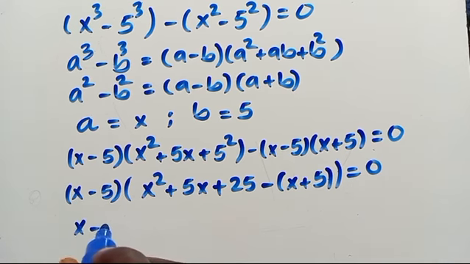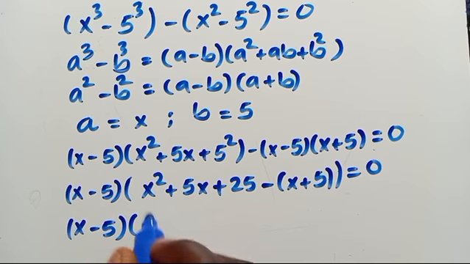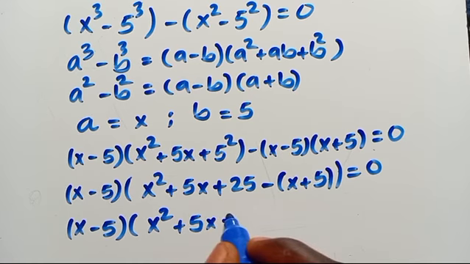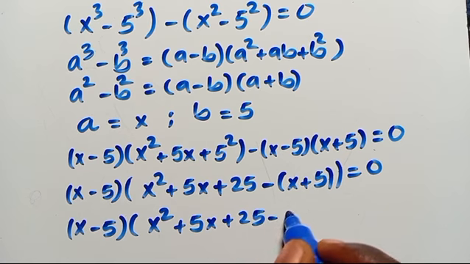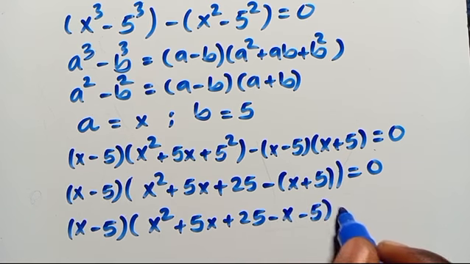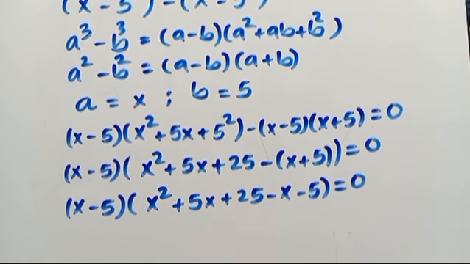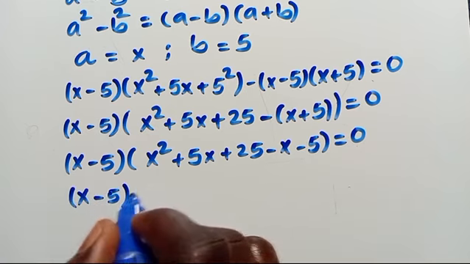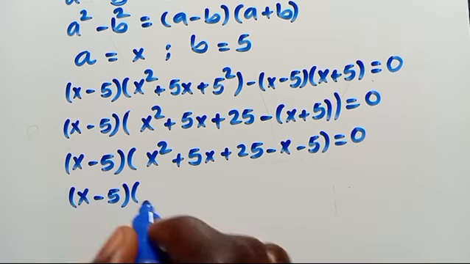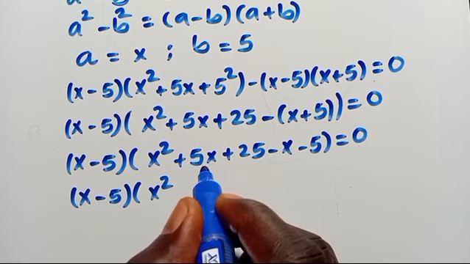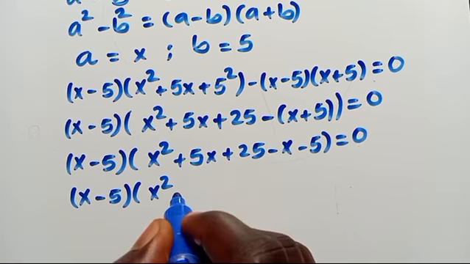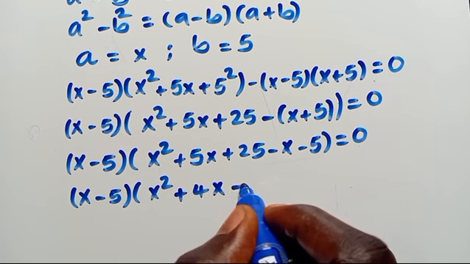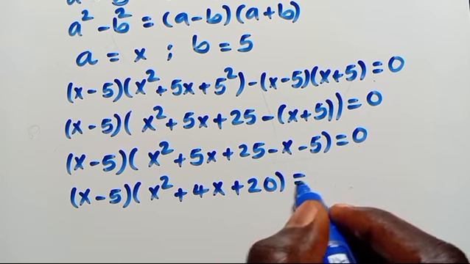So we have x minus 5. Here will be x squared plus 5x plus 25 minus x minus 5 equals 0. We have x minus 5. Here will be x squared, 5x minus x here will be plus 4x, 25 minus 5 here will be plus 20, equals 0.